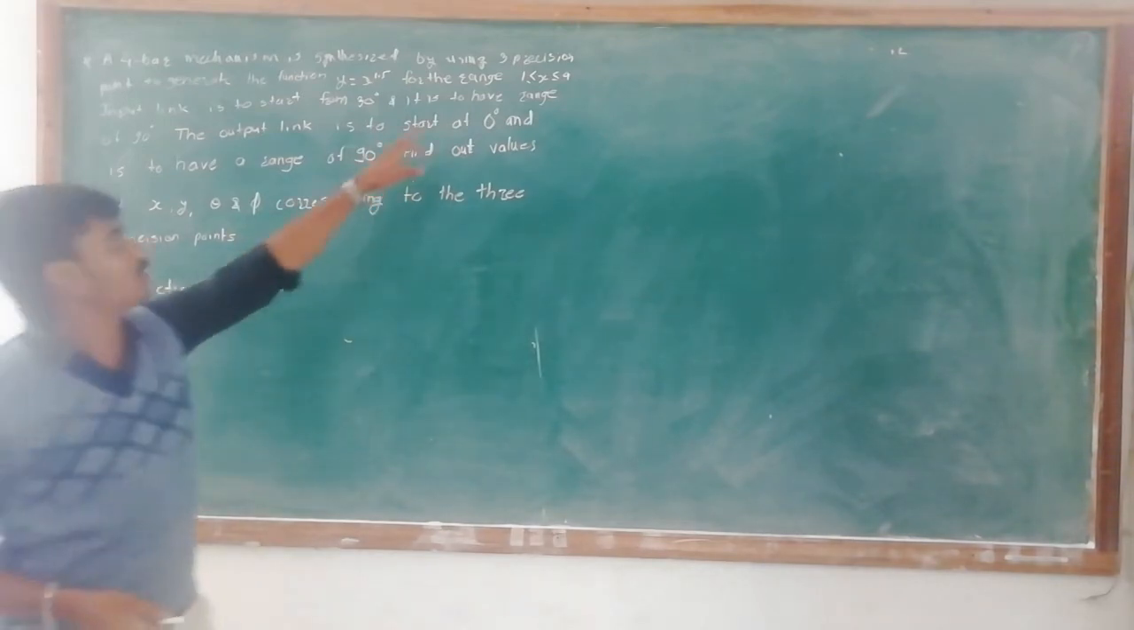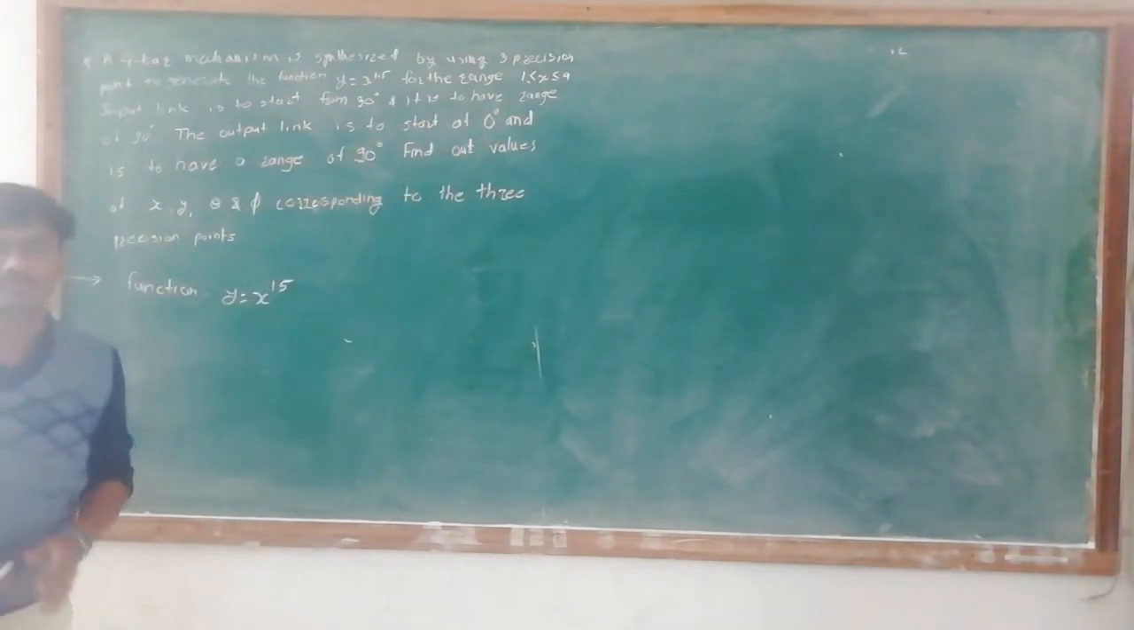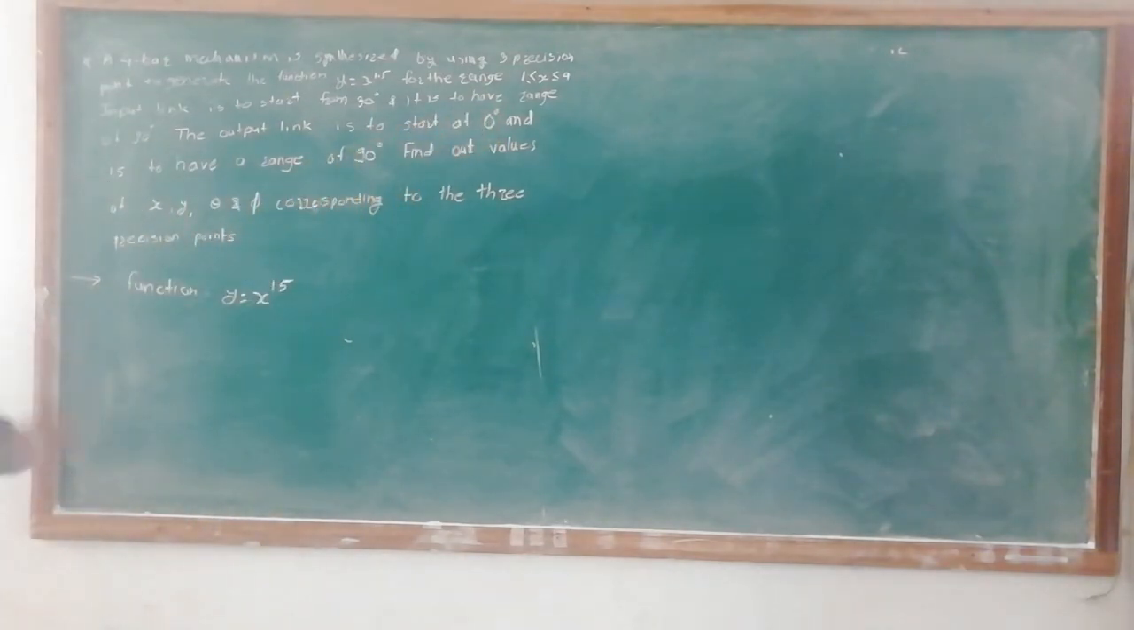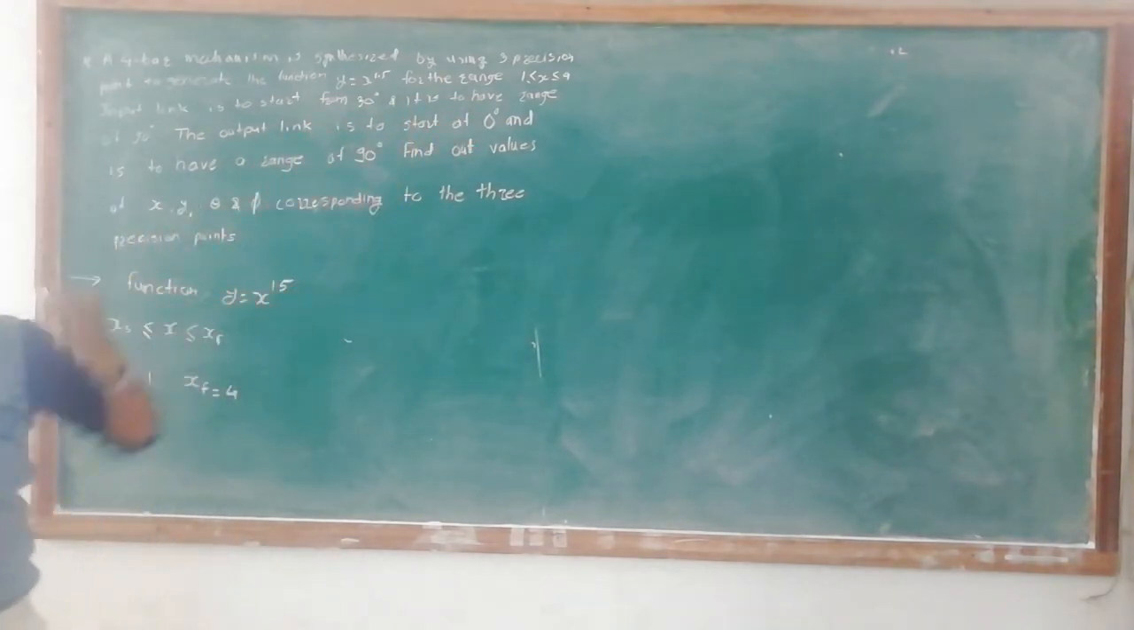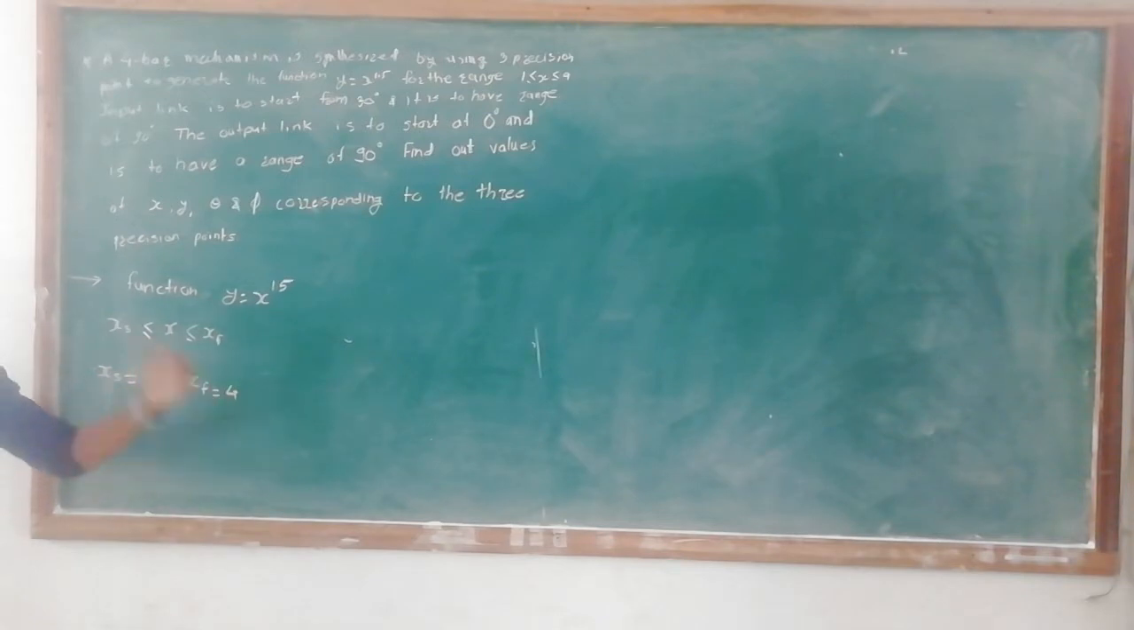For the range of 1 to 4, they have given the range of x. How do we write the range? xs means the start of x and xf the end of x, so xs is equal to 1 and xf is equal to 4. The range of x is 1 to 4, starting xs is equal to 1, xf is equal to 4.